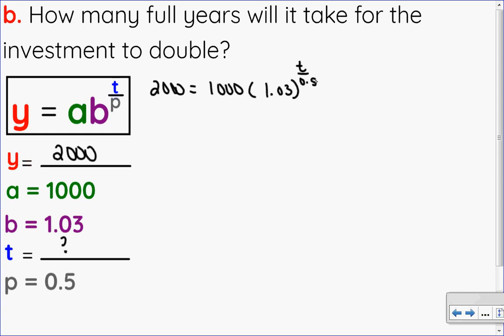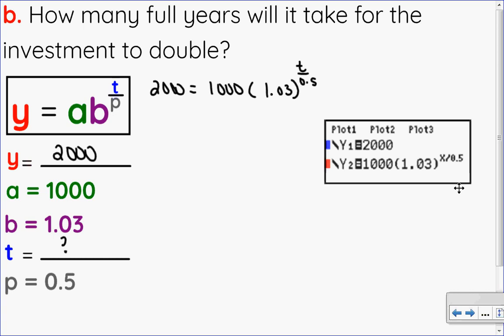Now, because this one has a variable, I'm going to put it into my equation. So in y1, I'll put the left side, 2,000. In y2, I'm going to put my equation. So you can see in y1, I put 2,000. In y2, I put in my equation. So again, the big thing here comes with the window. I want it to double, so I want it to go up to $2,000. That's my y value, so a little bit past.